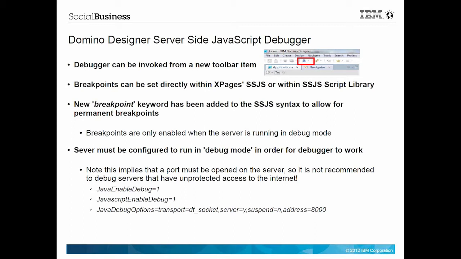The one note here is that in order to do this, we are piggybacking on a Java protocol. That protocol requires that a port be opened up for debugging, and that's what this address 8000 is at the bottom of the screen here. So we strongly advise against debugging production servers that have unprotected access to the internet, as basically you are opening up a port on that server. But this is in line with other Java web servers. The exact same protocol is in use here.